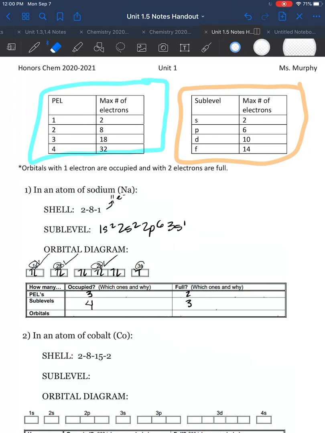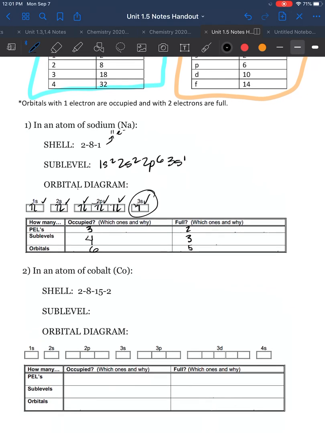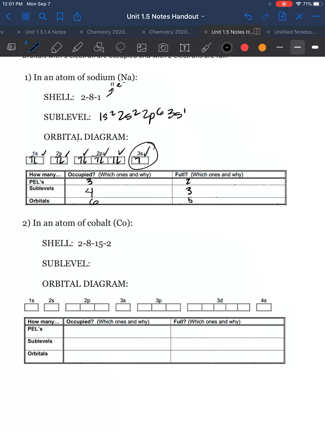And then let's do orbitals. Remembering that each orbital can hold 2. It only needs 1 in the orbital to be occupied. So 1, 2, 3, 4, 5, 6 orbitals are occupied. But this 3s is not full, so only 5 are full. Okay. I want you guys to do this for cobalt now on your own. So go ahead and pause and then press play when you're ready.